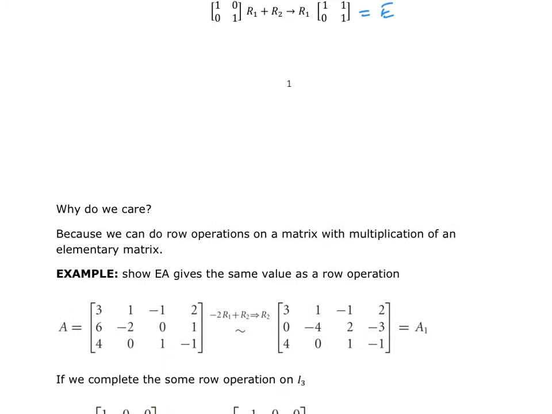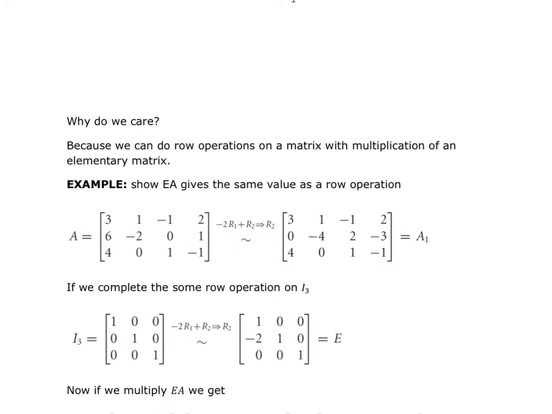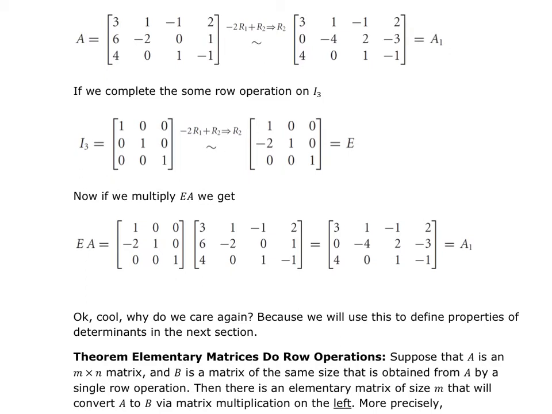And why do we care? Well, because we can now do row operations on a matrix with a multiplication of an elementary matrix. As an example, here's our matrix A. If we take -2 row 1 plus row 2 back into row 2, this is what we get. If we do the same -2 row 1 plus row 2 back into row 2 on the identity matrix, here's our elementary matrix. Now, if we multiply my elementary matrix by A, so here's my elementary matrix, here's my A, I get the exact same thing as if I would have done the row operations up here.